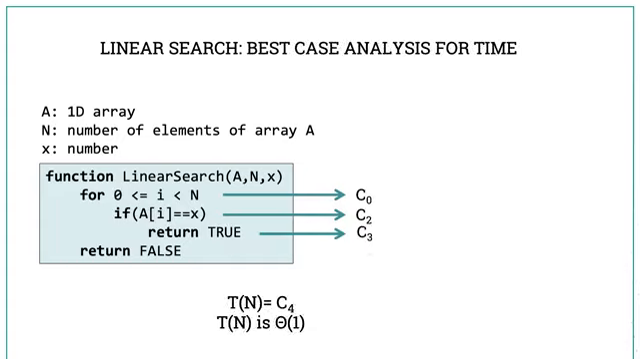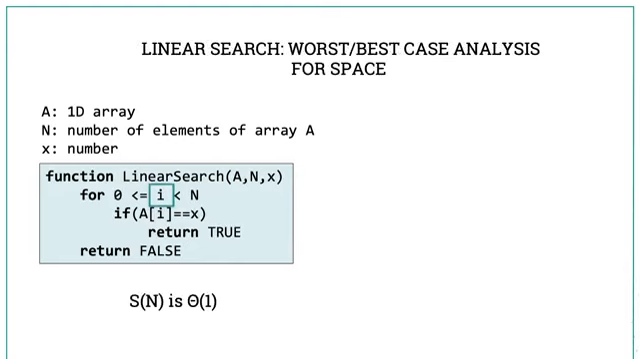In the best case, the number is found in the very first position of the array. In that case, the for loop only performs one iteration and that takes constant time. The verification of the condition of the if statement also takes constant time, and the instruction returning the Boolean value true also takes constant time. Thus, in the best case, linear search is theta 1. In terms of memory, linear search only creates a simple variable, the variable i. Therefore, the space complexity of linear search is theta 1.